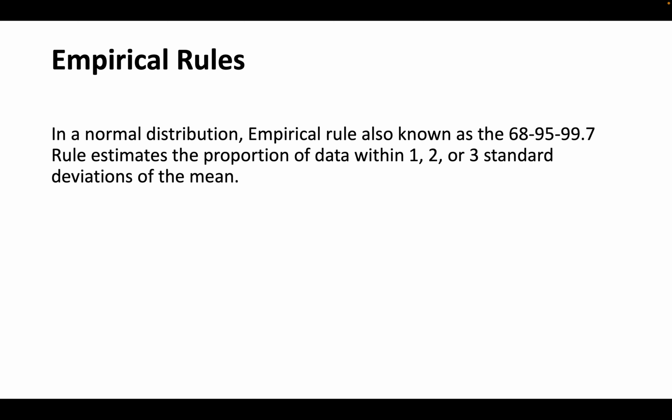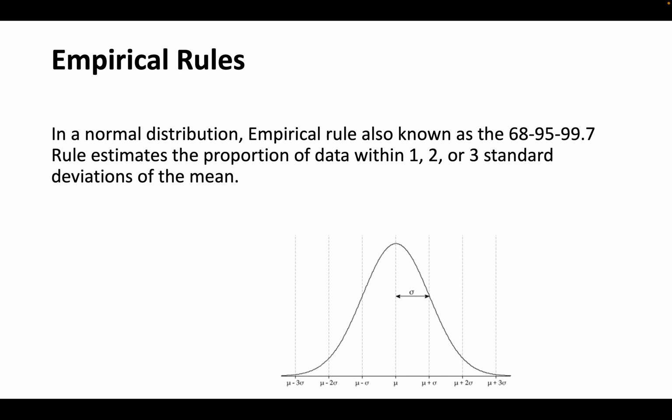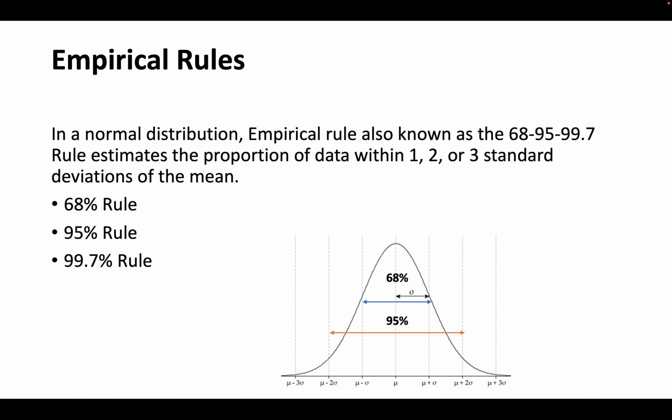The normal distribution empirical rule, also known as the 68, 95, 99.7 rule, estimates the proportion of data within 1 to 3 standard deviations of the mean. Approximately 68% of data falls within 1 standard deviation of the mean, approximately 95% of the data falls within two standard deviations of the mean, and approximately 99.7% of the data falls within 3 standard deviations of the mean.